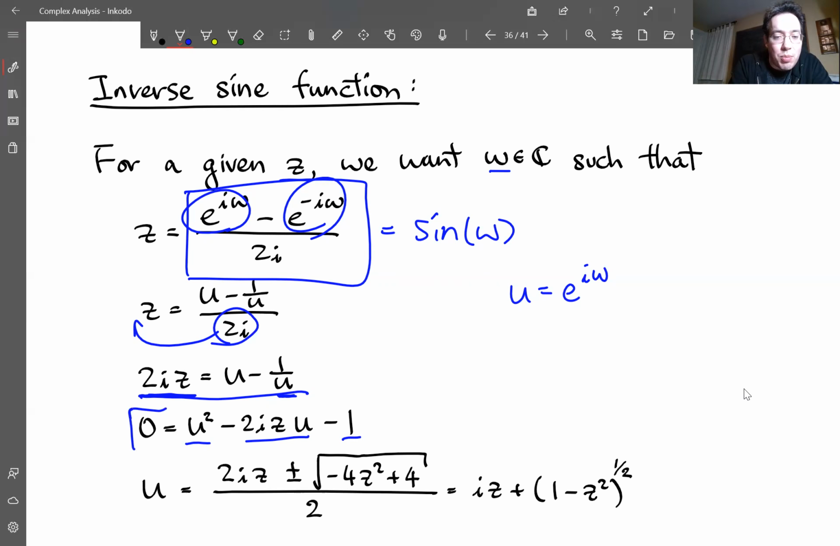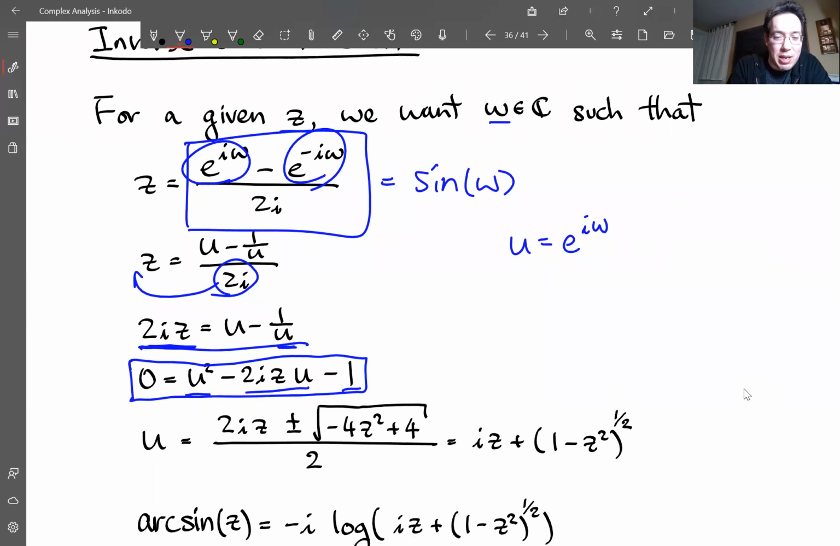Okay, so what does this get us? Well, we get a quadratic equation in terms of u. So thinking of z as a constant, a given number to us, we could use the quadratic formula. So if we plug that in, we get this, right? Negative b plus or minus the square root of b squared, which is that, minus 4 times a times c, so that's plus 4, all over 2 times 1.